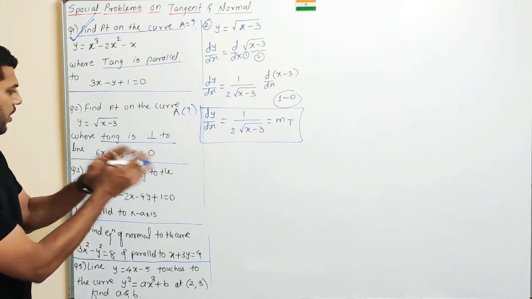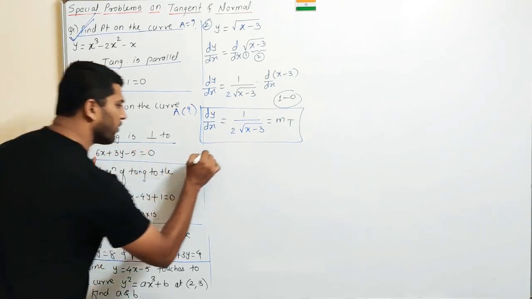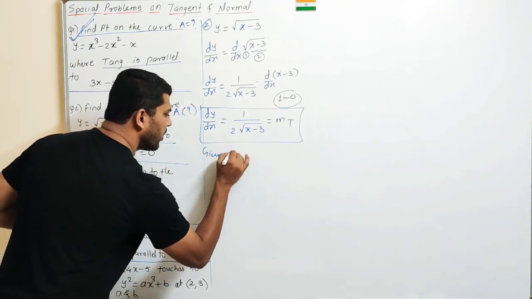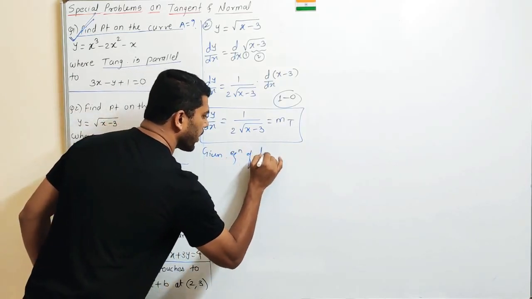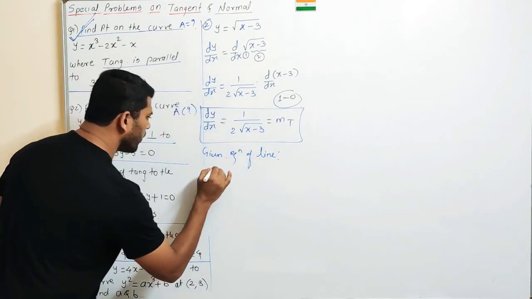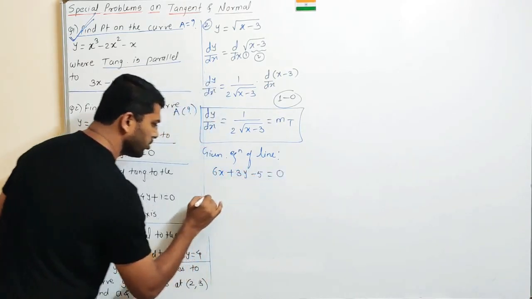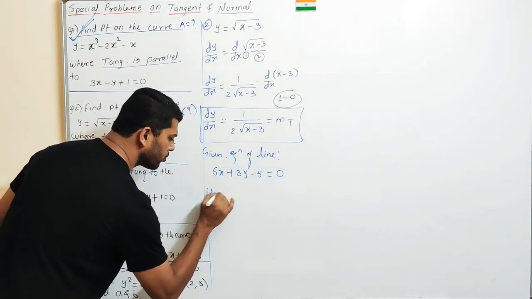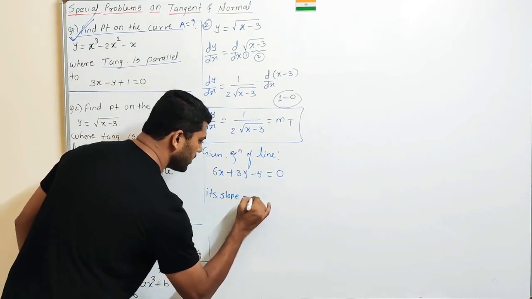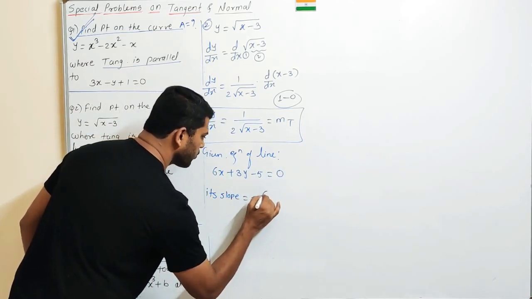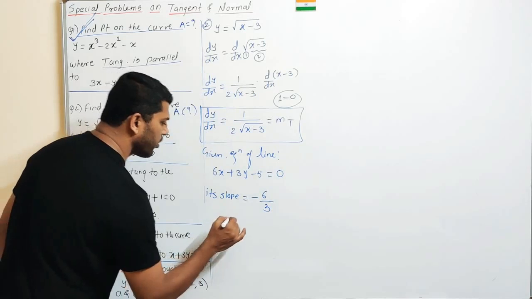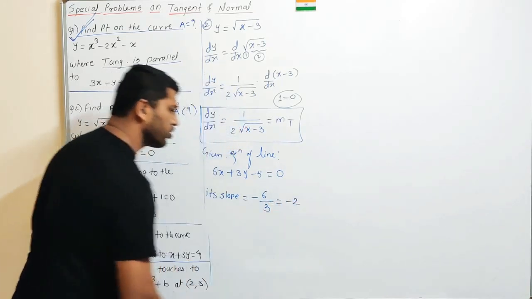Okay, then write down the given equation of line. The next thing is the given equation of line. The given equation of line is 6x plus 3y minus 5 equal to 0. Let's find its slope. So its slope is minus x coefficient divided by y coefficient. So the slope of this line is minus 2.